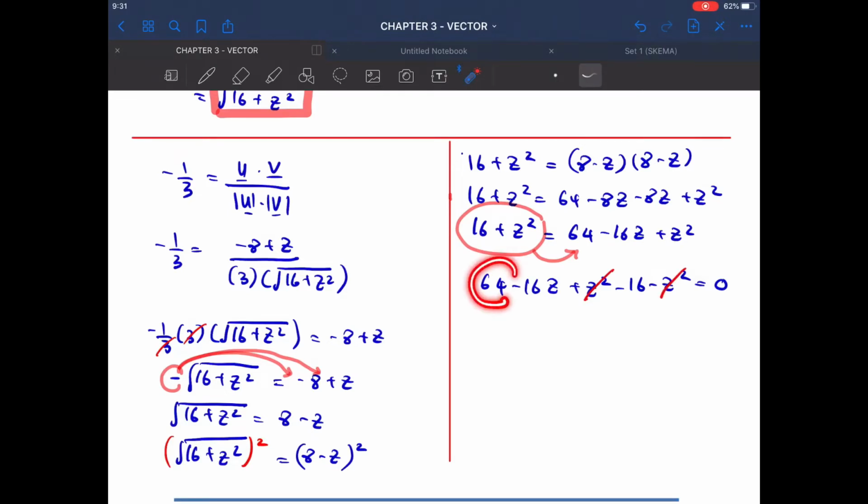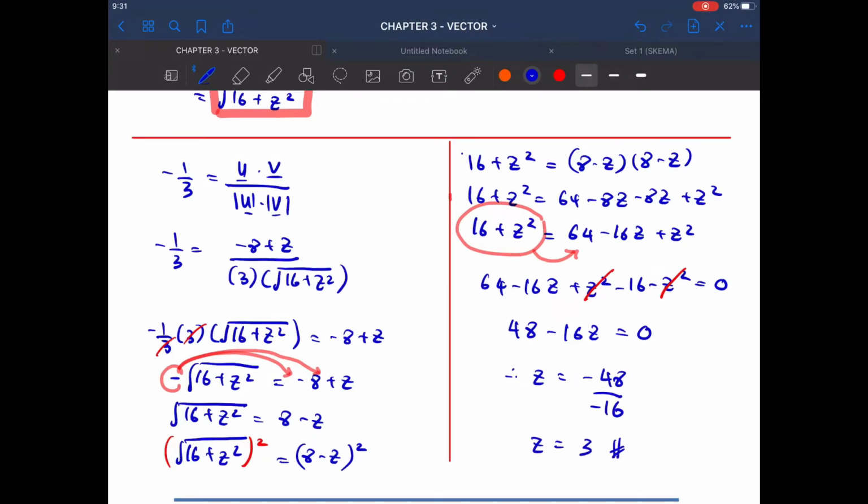So 64 minus 16 is 48, so 48 minus 16z is equal to 0. Therefore z is equal to 48 brought to the right hand side, negative 48 divided by negative 16. So z is equal to 3. So this is the value for z.